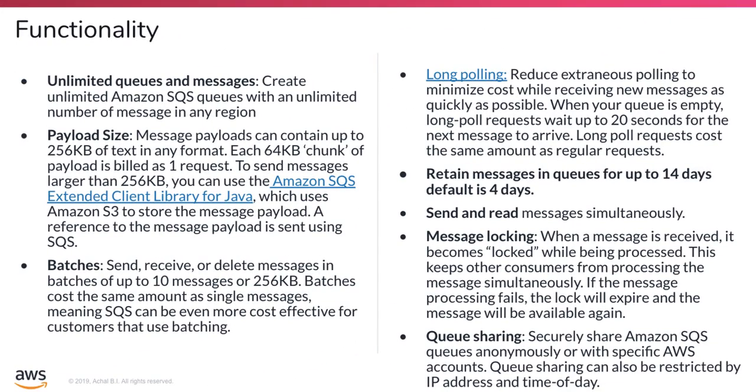So let's understand some of the functionalities of SQS. It gives unlimited queues and messages, and the payload size cannot be more than 256 KB, and each 64 KB is billed as one request. There is an SQS Extended Client Library for Java which helps us store up to 2 GB in S3, and that would refer back to this message. So if you have more than 256 KB per message, you can use this extended library to store the actual content in S3 and reference it back to SQS.